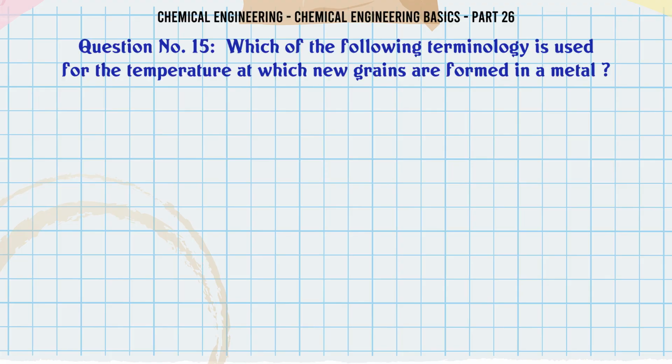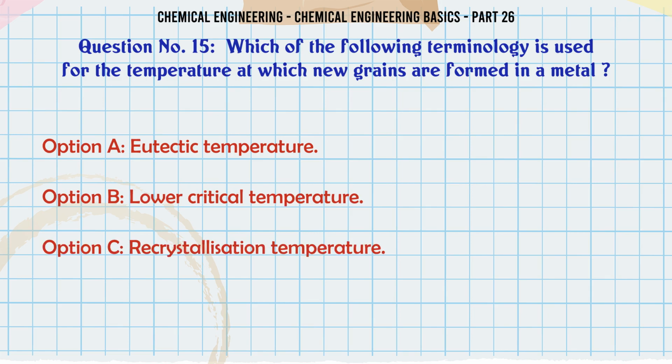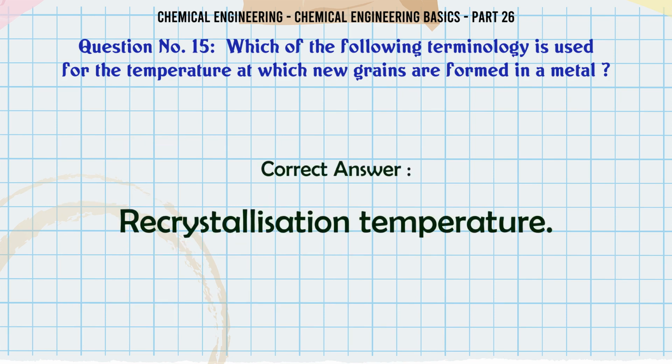Which of the following terminology is used for the temperature at which new grains are formed in a metal? A. Eutectic temperature, B. Lower critical temperature, C. Recrystallization temperature, D. Upper critical temperature. The correct answer is recrystallization temperature.